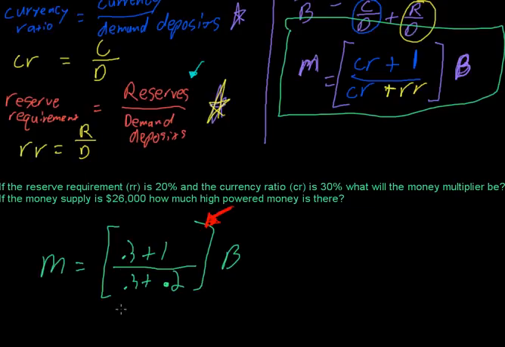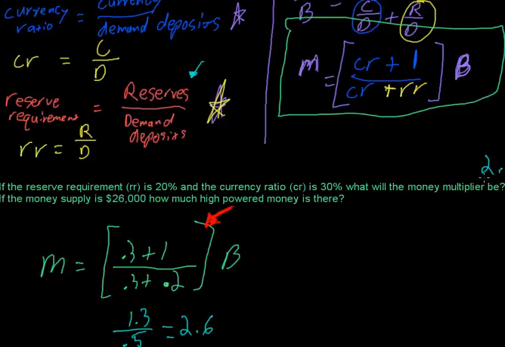So we have 0.3 plus 1 is 1.3. And then we have over 0.3 plus 0.2 is 0.5. So 1.3 divided by 0.5 is the same thing as 1.3 times 2, so that's equal to 2.6. So that's our answer. The money multiplier would be 2.6.